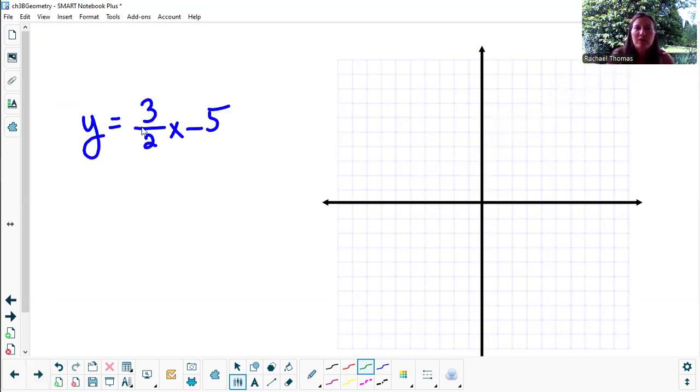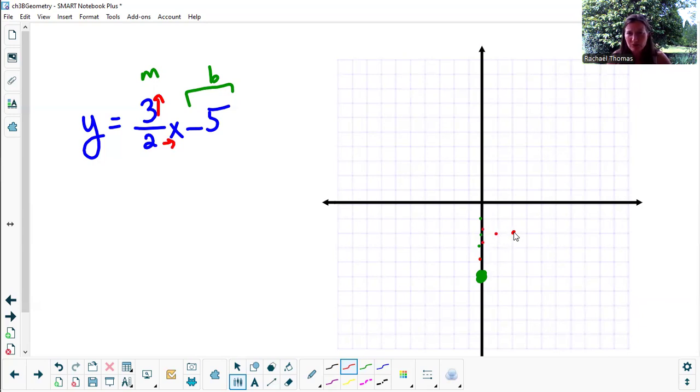Let's do it again. So now let's say we've got 3 over 2 x minus 5. And now the minus and the 5, that's all the y-intercept. So I'm going to make my y-intercept here at -5, -1, -2, -3, -4, -5. And again, starting at that y-intercept, I'm going to go up 3 and to the right 2.